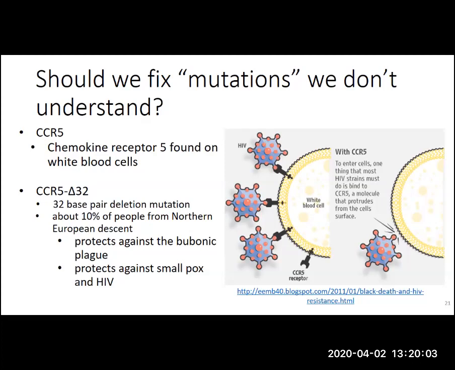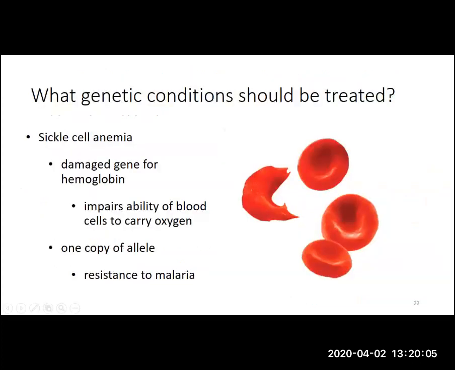So an example of that is if we take a look at sickle cell anemia. I think a lot of you have heard of sickle cell anemia before. Basically, we're looking at a damaged gene within the hemoglobin. It's a single amino acid change within the polypeptide, the protein for hemoglobin, which impairs the ability of the blood cells to carry oxygen.